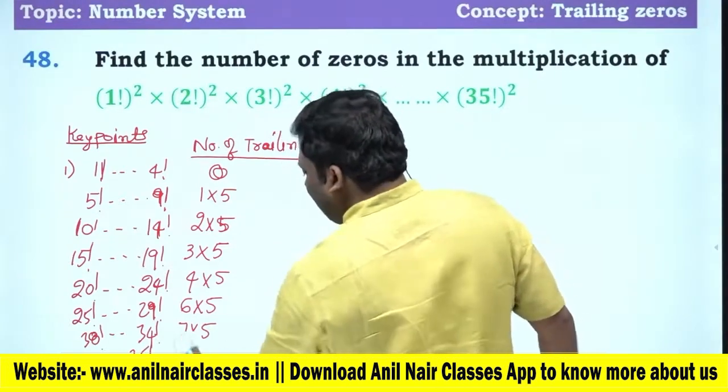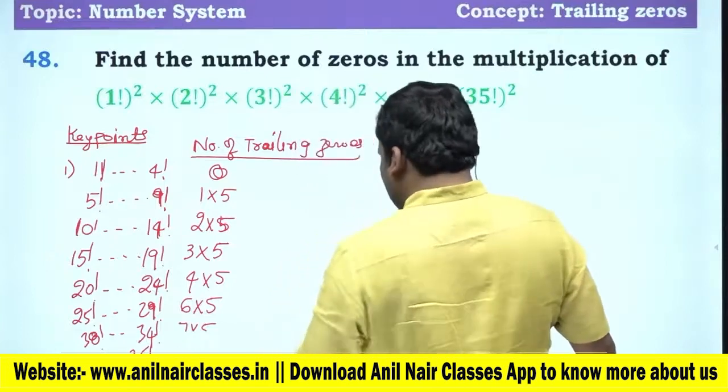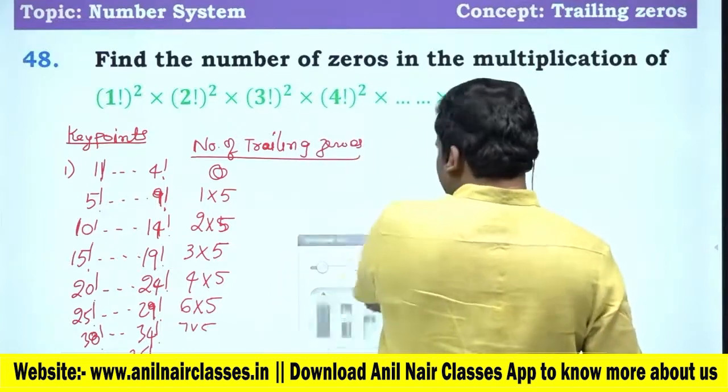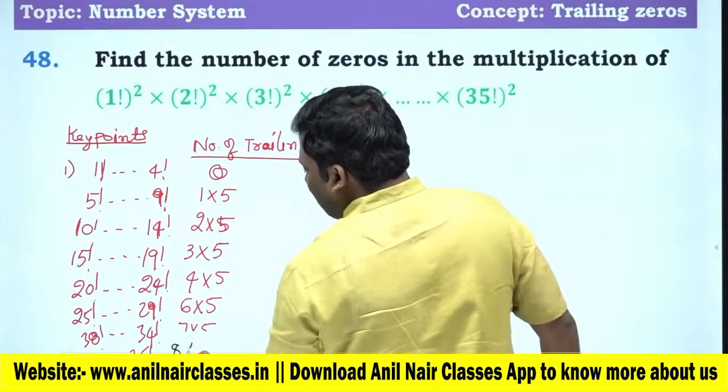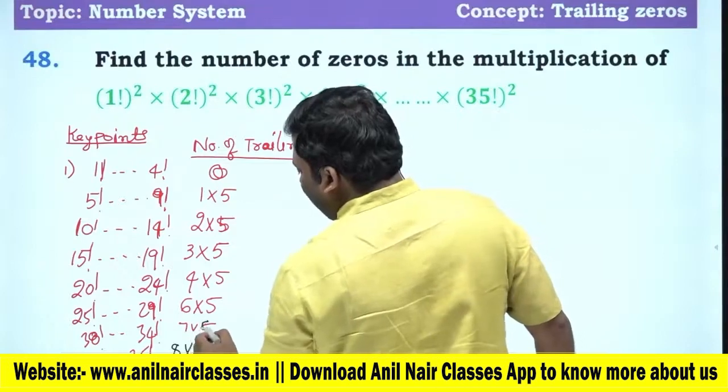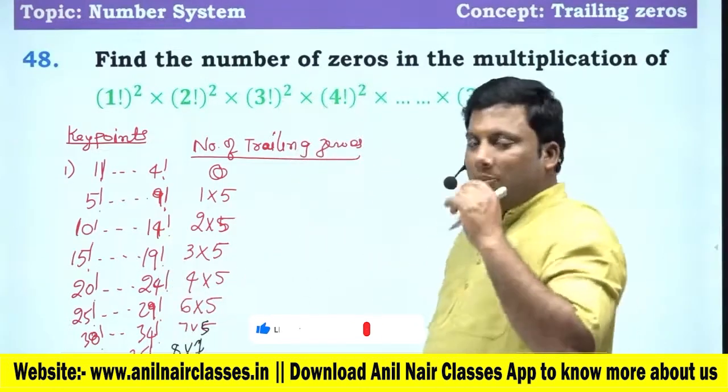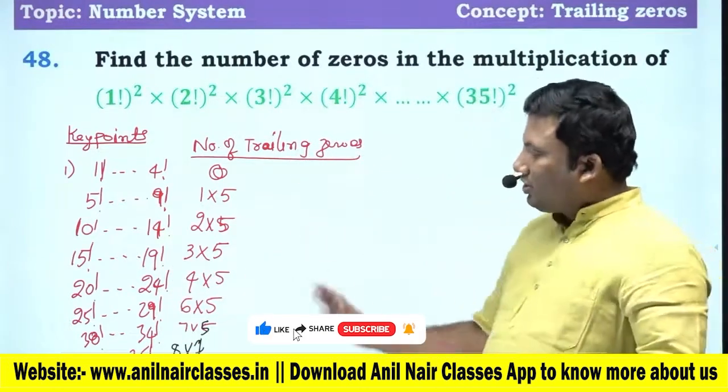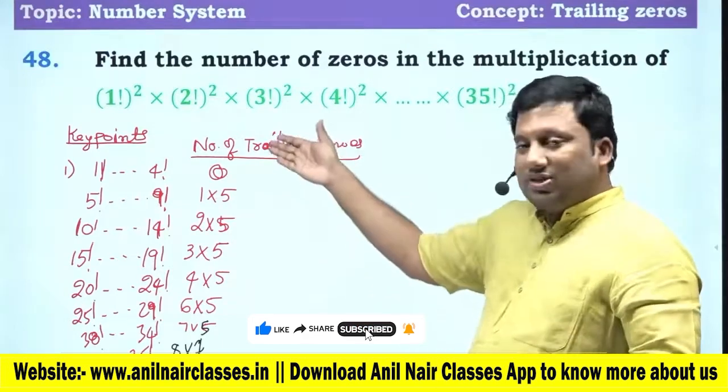Till here it is clear, right? So this will be 8 into 1. Only for 35 factorial it is 1. Number of zeros at the end will be 8. Is this idea clear? This is what we did.